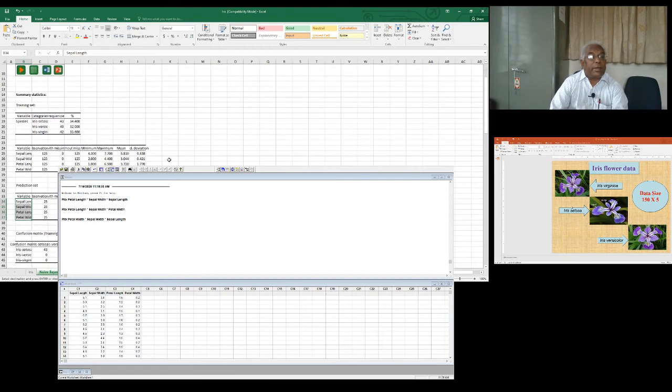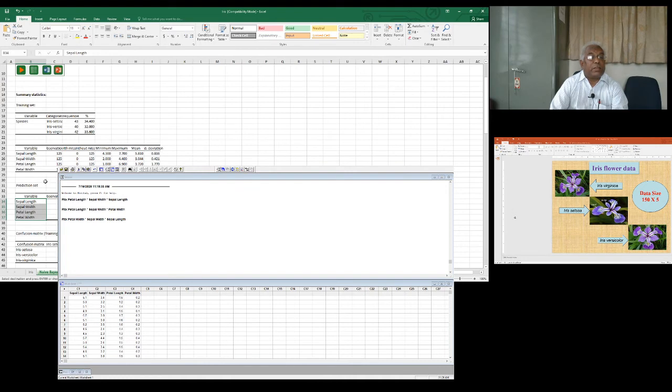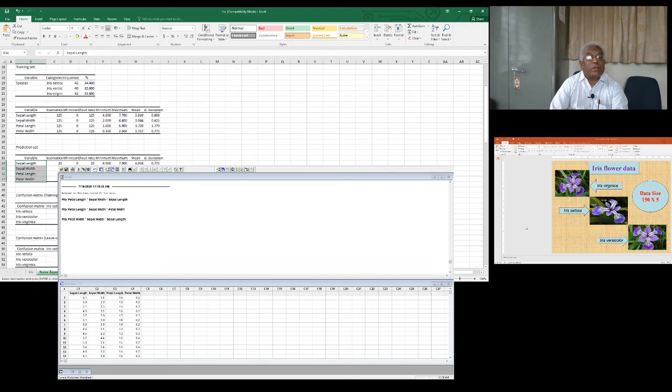Let us say this is another summary. This is a very important summary. This is the summary of sepal length, sepal width, petal width. All together, you will find what is the minimum sepal length, what is the maximum sepal length, what is the average sepal length, what is the standard deviation of sepal length. Similarly, sepal width, petal length, and petal width too. This is regarding the training data set. The same calculations are available for the prediction data set.